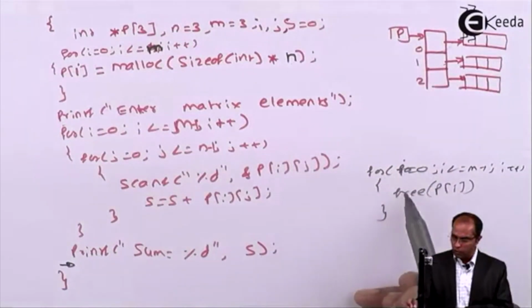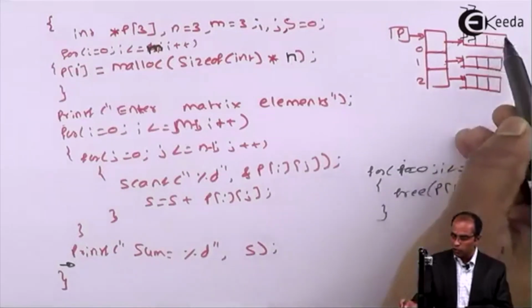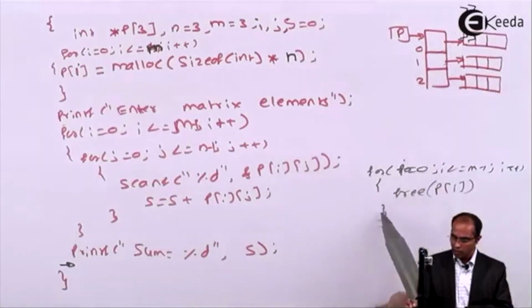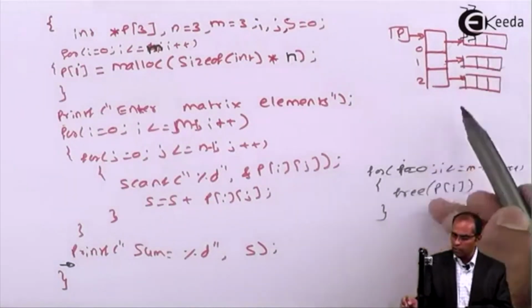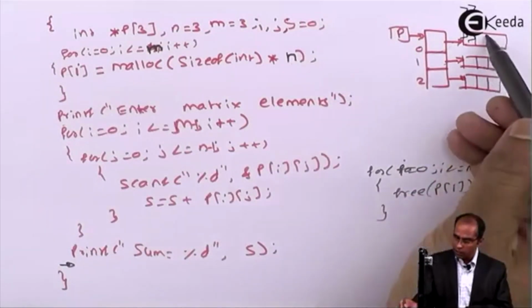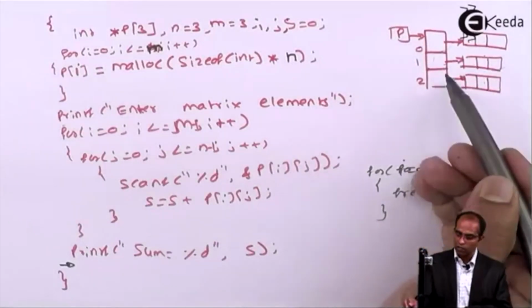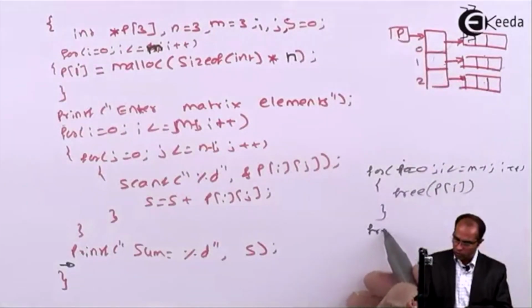So first what I need to do is, I need to release the memory which is held by every individual pointer. So p of 0 is going to hold this particular memory, release that. P of 1 is going to hold this particular memory, release that. P of 2 is going to hold this particular memory, release that. Once these memory locations are released, then I'm supposed to release this. How do I release this? By saying free p. So once again I'll say free, finally p.